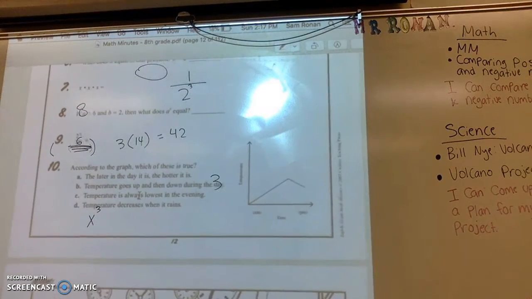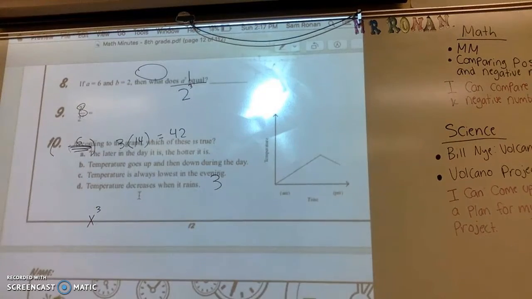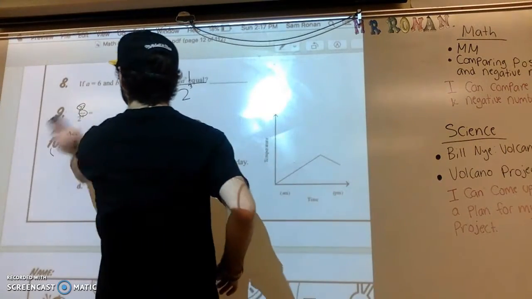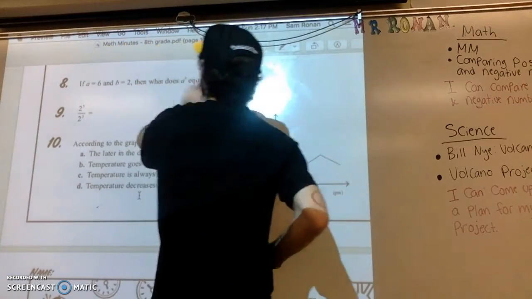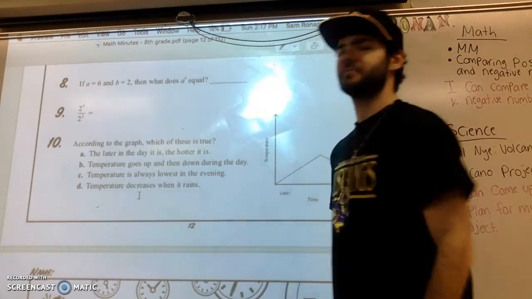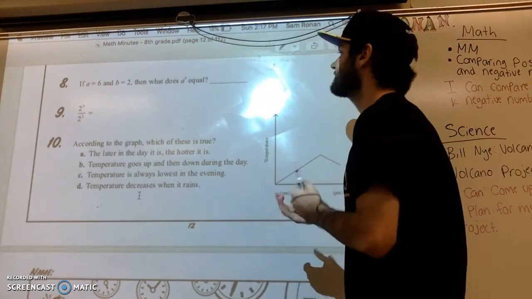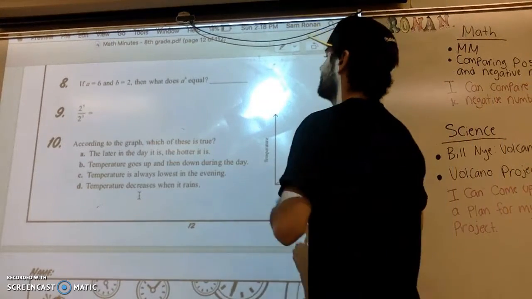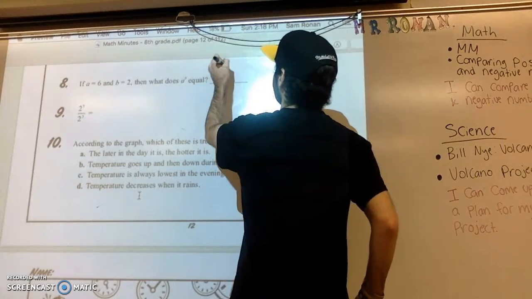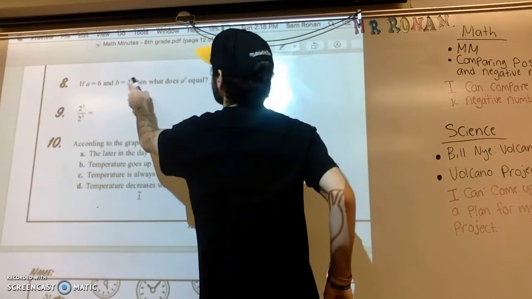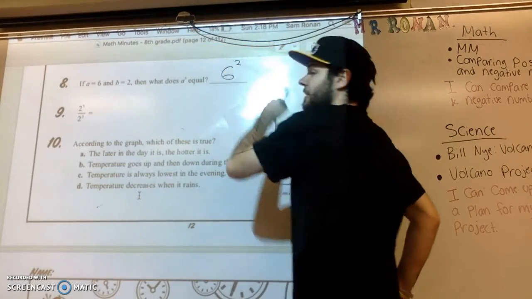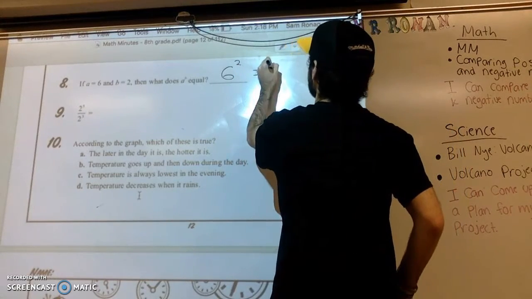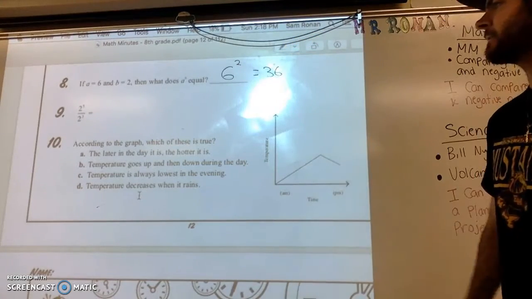And then on to 8, 9, and 10. I have to zoom out a little bit for this one. Okay, number 8, we're dealing with variables, and at least we're told what the variables represent. We're told their values. It says, if A equals 6 and B equals 2, then what does A with an exponent of B equal? So let's rewrite this. Let's replace A with its value, which is 6. Replace B with its value, which is 2. 6 squared. That does not mean 6 times 2. It means 6 times 6. That's 36.